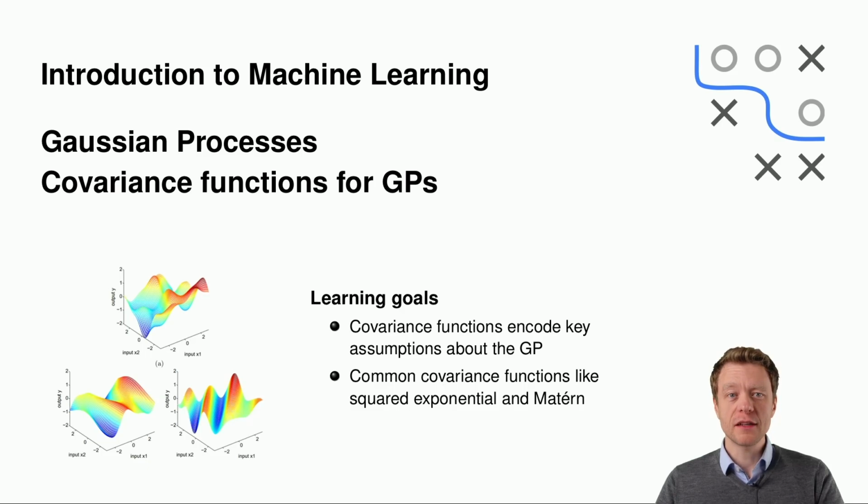I'm Ludwig Botmann, and in this video I will tell you about covariance functions for Gaussian processes. Covariance functions can be used to control the functional form of random draws from a Gaussian process, and we will see some examples of common covariance functions like the squared exponential and the Matérn.